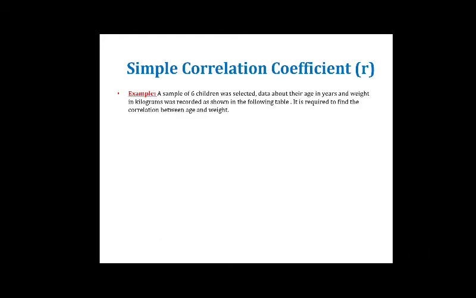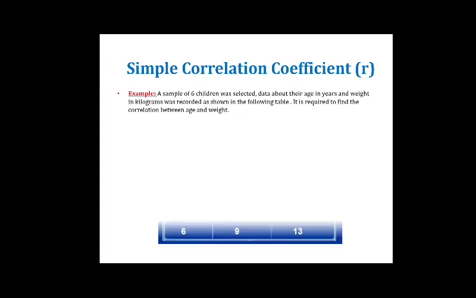Now let's see how it should be executed. This is one example. A sample of 6 children was selected. So what is n here? We have 6 samples. Data about their age in years and weight in kilograms are recorded. What data do we have about the children? The age and the weight, right? They are shown in the table.